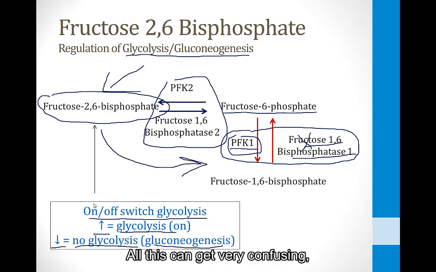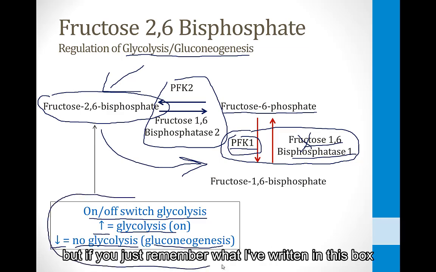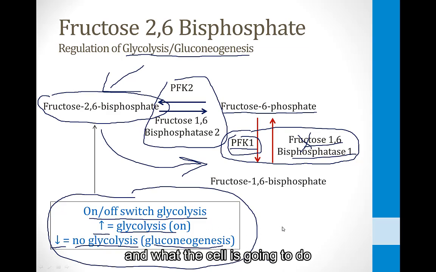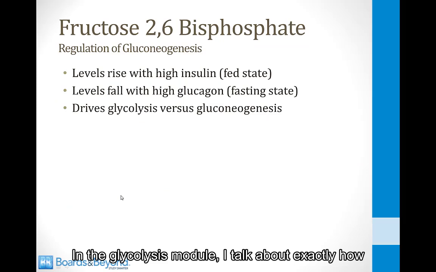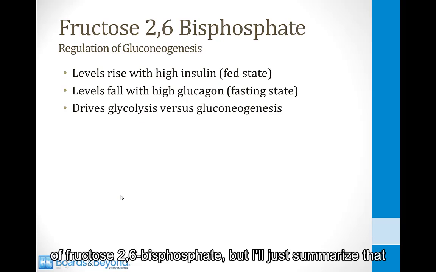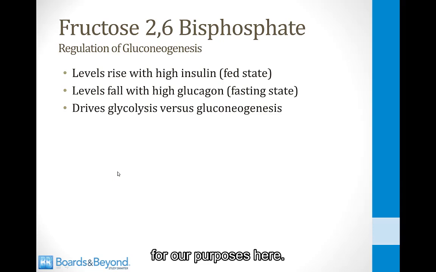All this can get very confusing, but if you just remember what I've written in this box on the bottom of the screen here, you can usually keep straight what's going on and what the cell is going to do in response to a change in the level of fructose 2,6-bisphosphate. In the glycolysis module, I talk about exactly how insulin and glucagon manipulate the levels of fructose 2,6-bisphosphate, but I'll just summarize that for our purposes here.